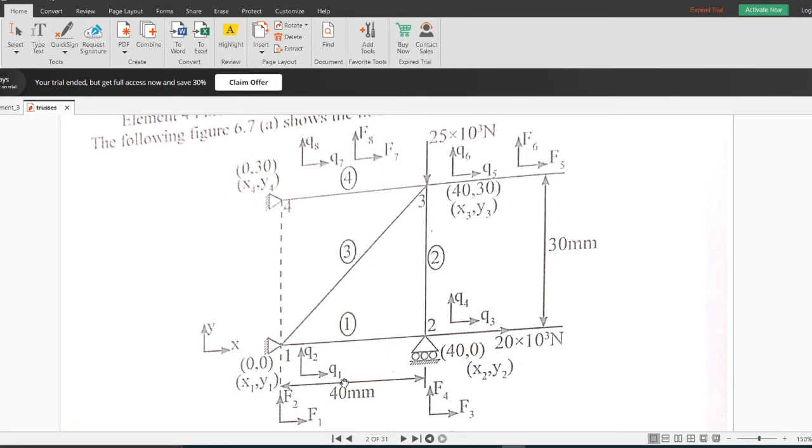Similarly, x3 is how much? 40. What is the height? 30. So 40, comma 30. Similarly, x4 is at the datum. Therefore x4 is 0. What is y4, the height from the origin at node 4? 30. So the corresponding nodal displacements are q1, q2, q3, q4 up to q8. Similarly, f1, f2, f3, f4 up to f8. Write down everything properly.